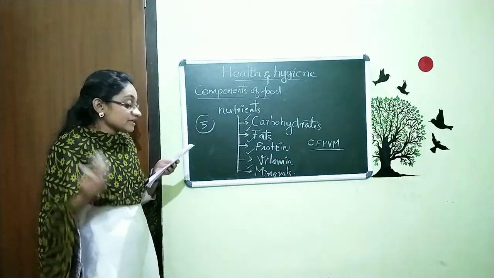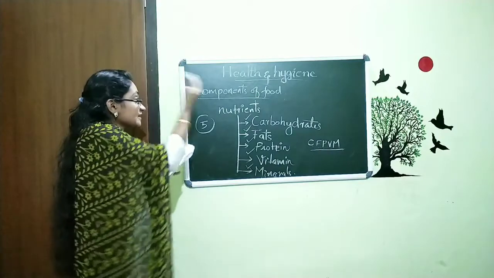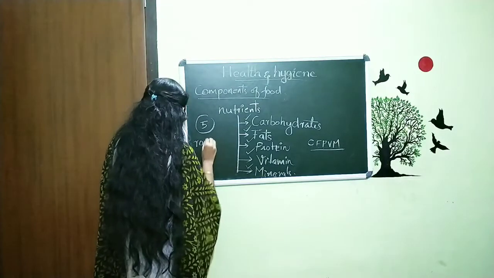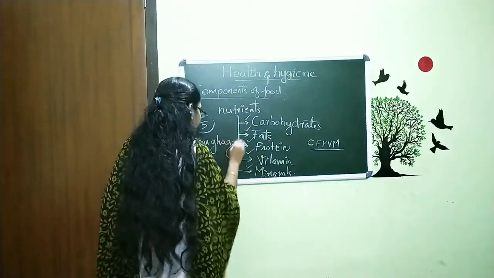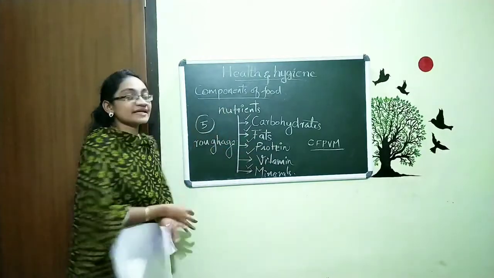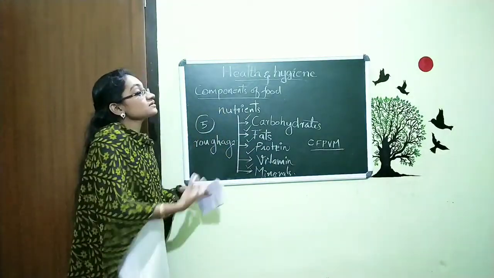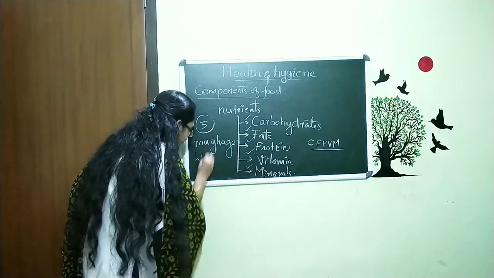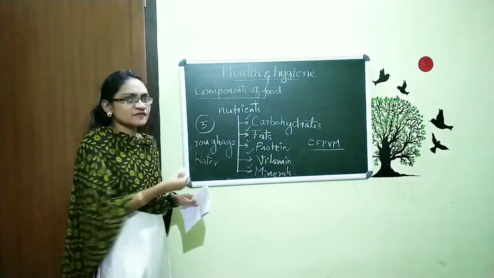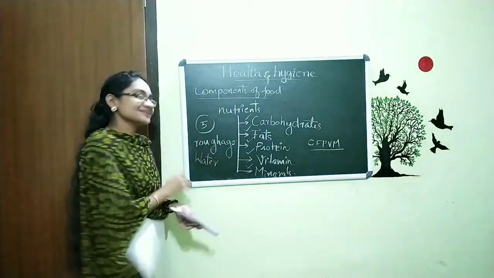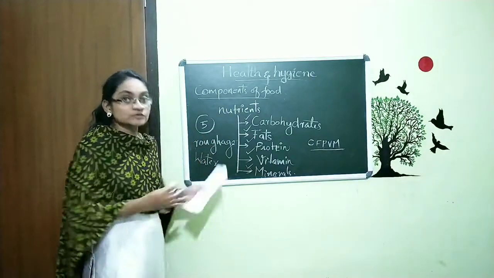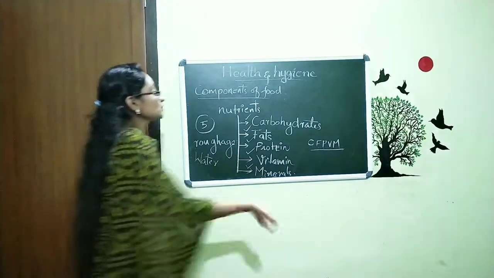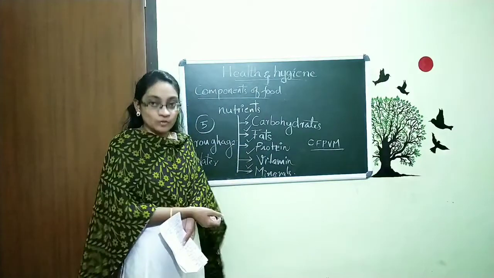And our food also contains other things like roughage. Other than these nutrients, our body needs other components also, that is roughage and also water. We will discuss what roughage is in our later classes. Now just remember this term, roughage, and that we need water also in our body. So this is all about this. Now we are going to study each and every component in detail.